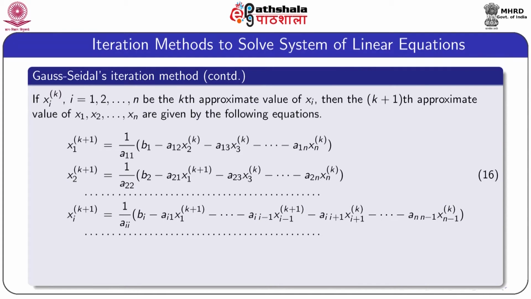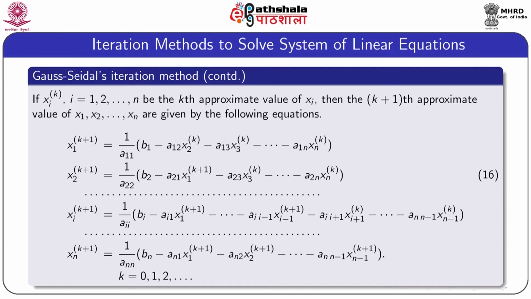And for the ith equation, for the ith variable, xi^(k+1) is obtained by this equation. Note that the (k+1)th iterated values of the variables x1 to x(i-1) are used, while the kth iterated values of the variables x(i+1) to xn are used to calculate the (k+1)th iterated value of the variable xi. And for the last equation, we use the (k+1)th iterated values of the variables x1, x2 up to x(n-1) to get the value of xn at the (k+1)th iteration. This iteration scheme is valid for all k equal to 0, 1, 2 and so on.